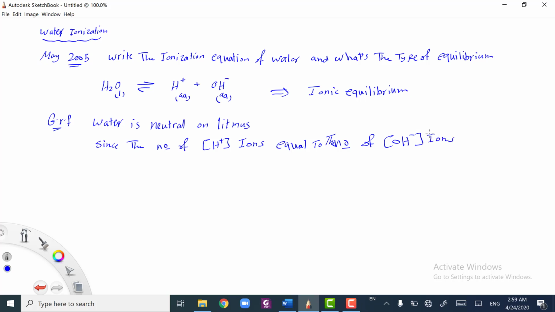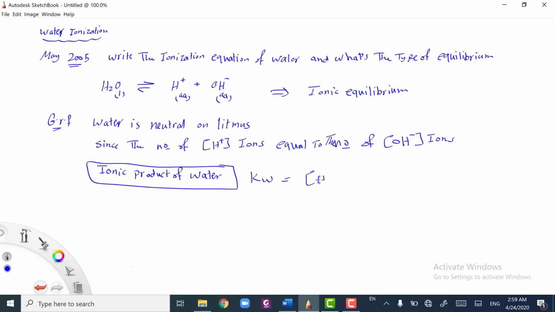Okay, ionic product of water, Kw. Kw equals the concentration of the hydrogen ion multiplied by the concentration of the hydroxyl ion, 10 power negative 7 multiplied by 10 power negative 7, equals 10 power negative 14. It is a constant number. Write the scientific term.